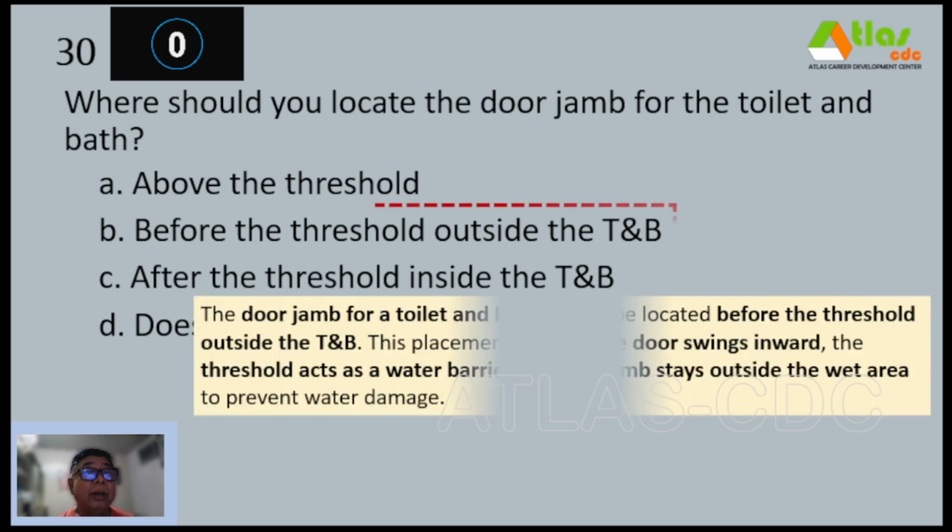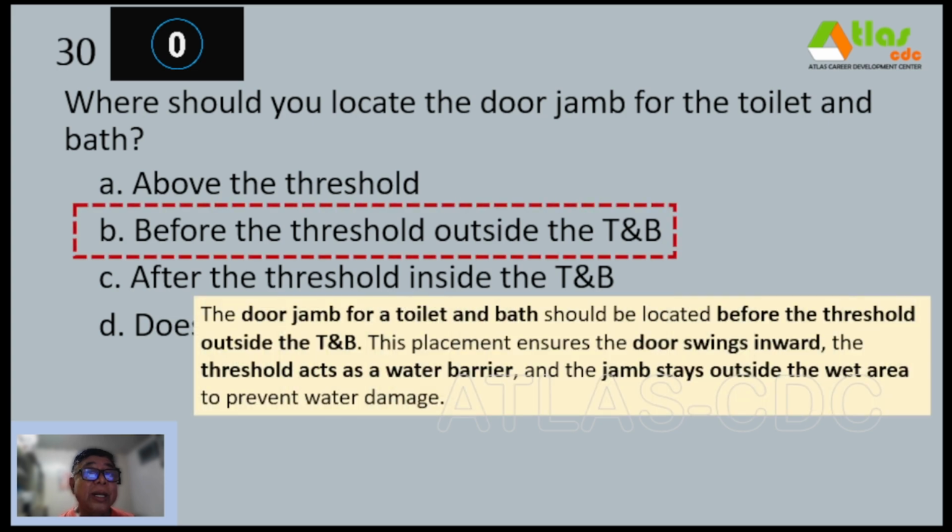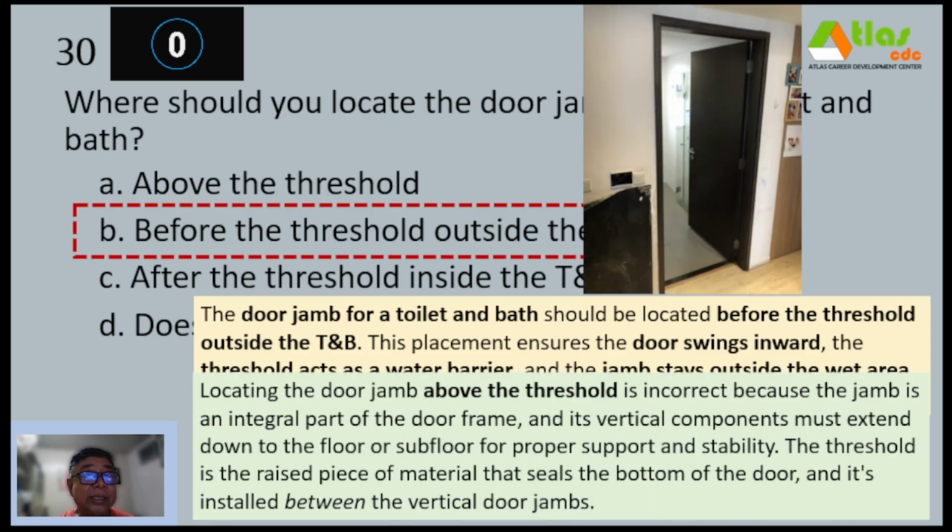And our correct answer is letter B, before the threshold, outside the toilet and bath. So the door jamb for a toilet and bath should be located before the threshold, outside the toilet and bath. This placement ensures the door swings inward, the threshold acts as a water barrier, and the jamb stays outside the wet area to prevent water damage.